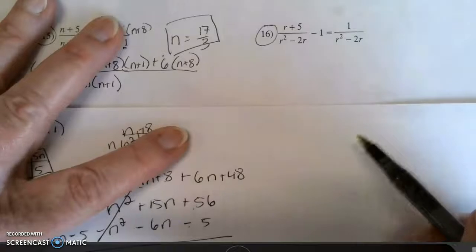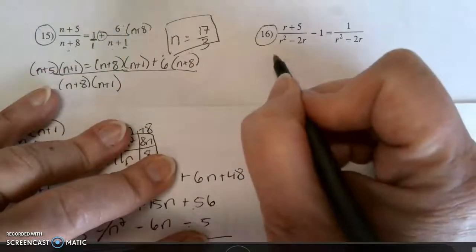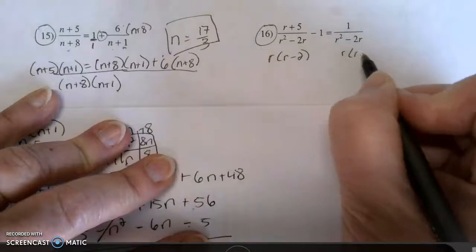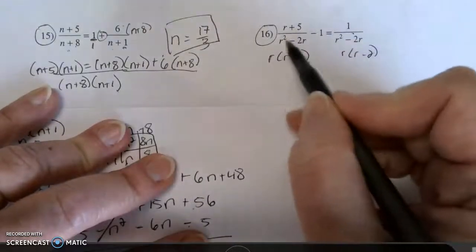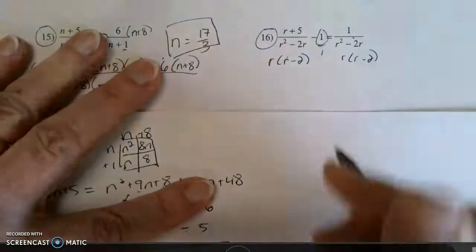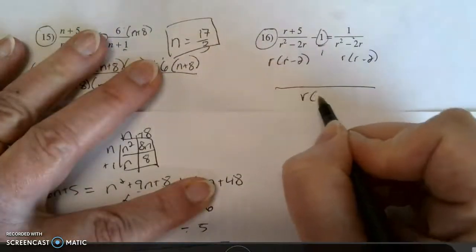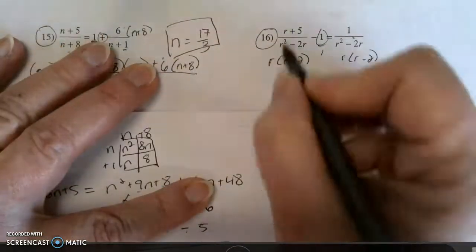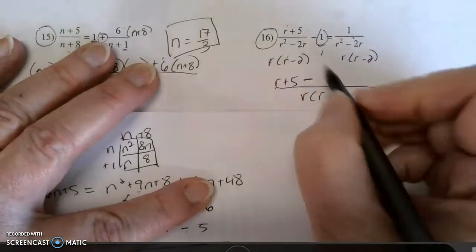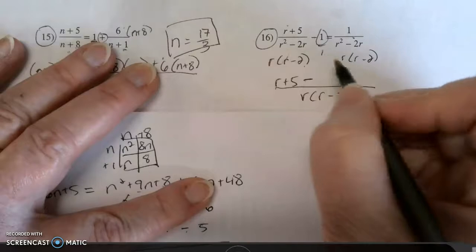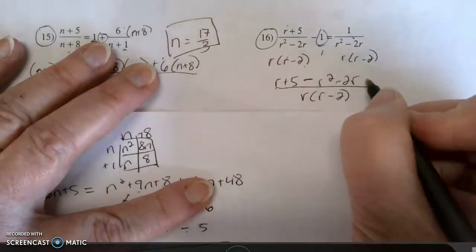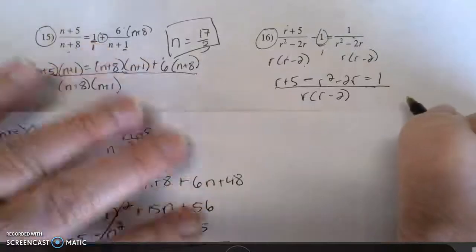Okay, let's go through it again. So this gives me r and r minus 2. Notice these all have the same denominator. This is the only one that's missing. So my denominator is r times r minus 2. R plus 5 is fine. I have a minus r times r minus 2, which is r squared minus 2r equals 1.